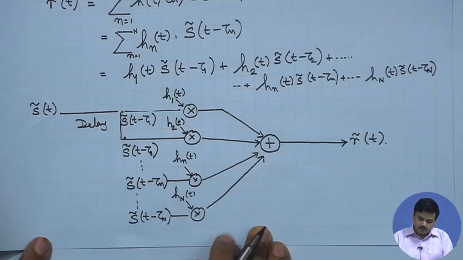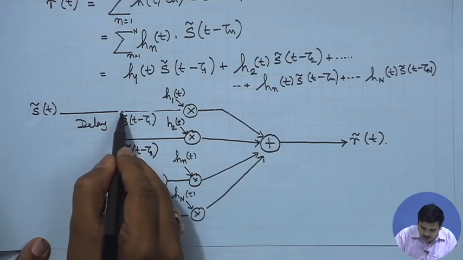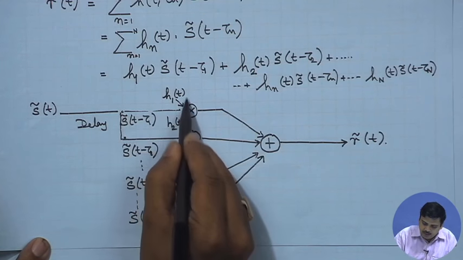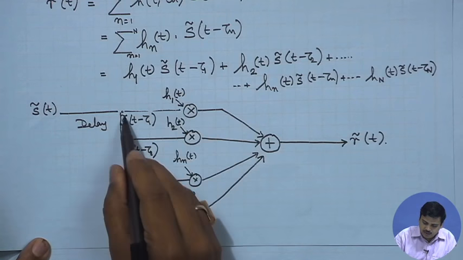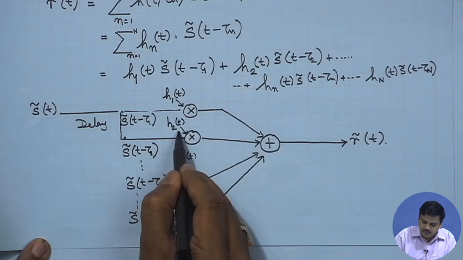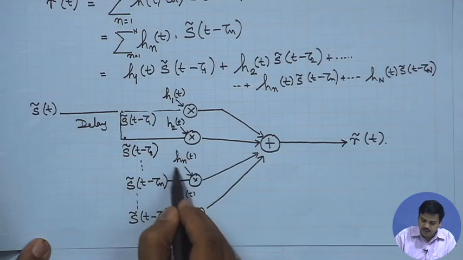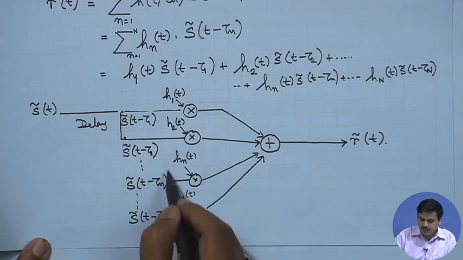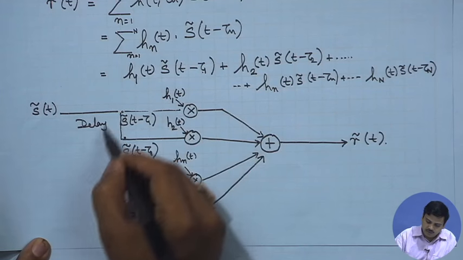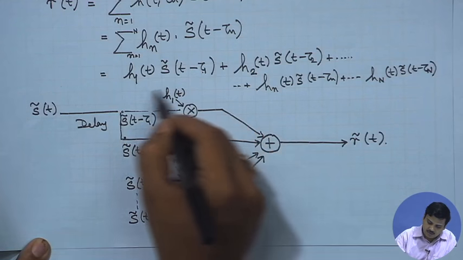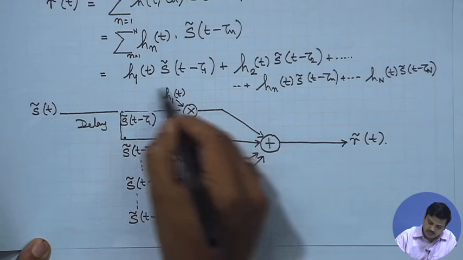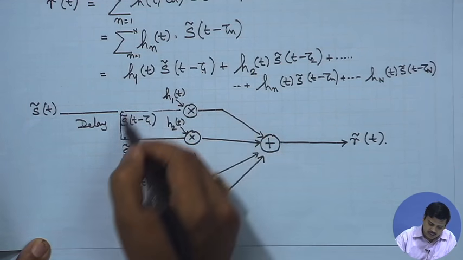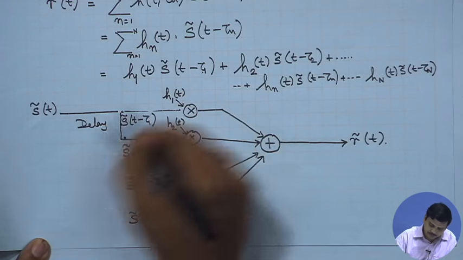So as if the signal after a delay is getting multiplied by one coefficient, further delayed and multiplied by a second coefficient, further delayed and multiplied by a third coefficient, and so on. So we could see this as almost a finite impulse response filter or a transversal filter structure.